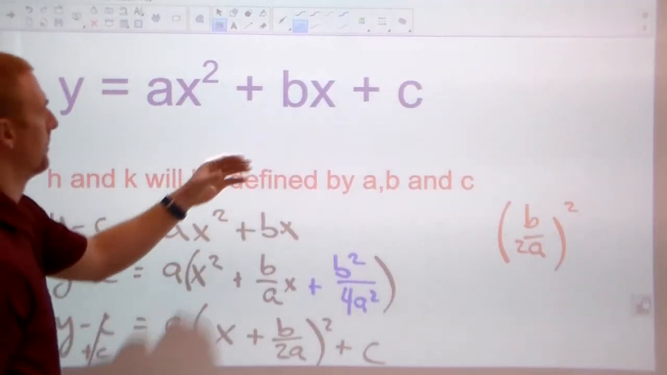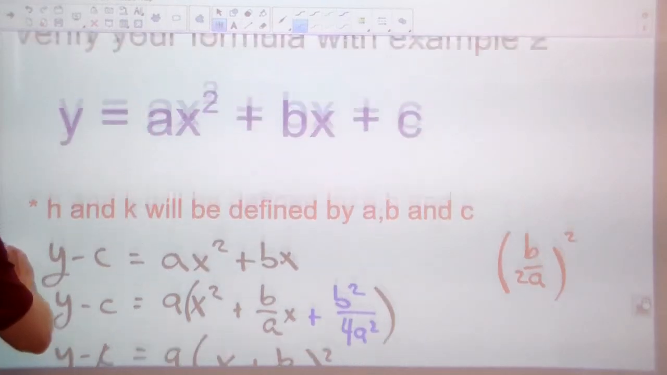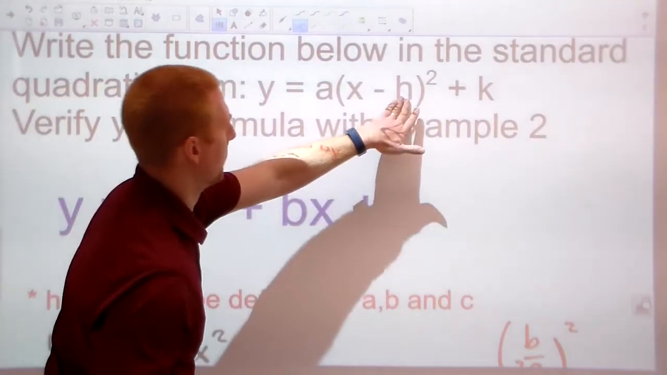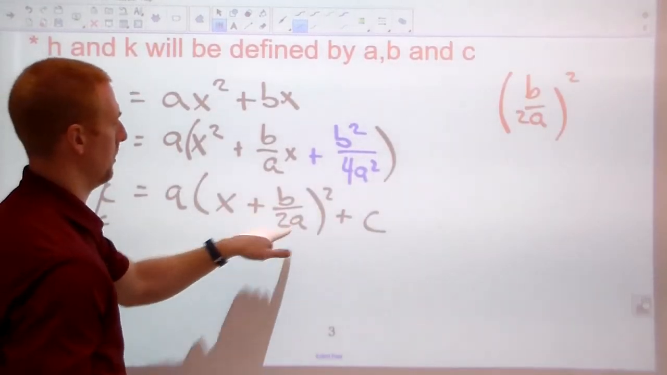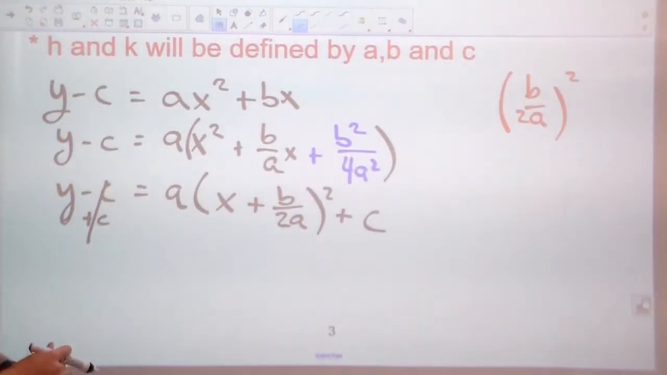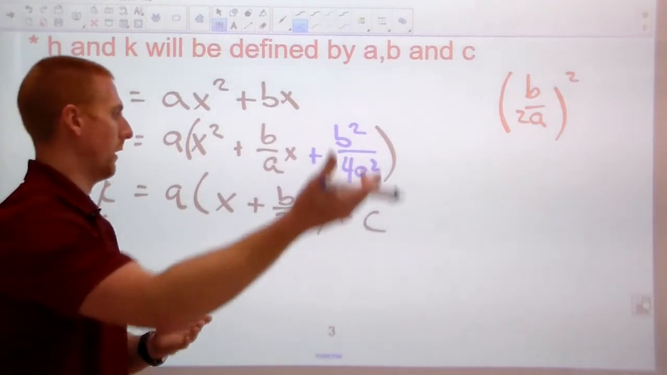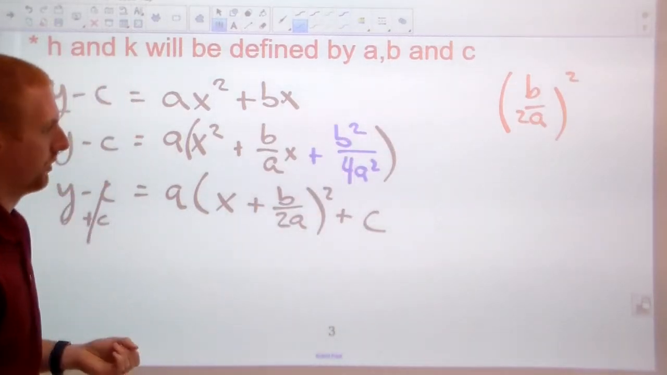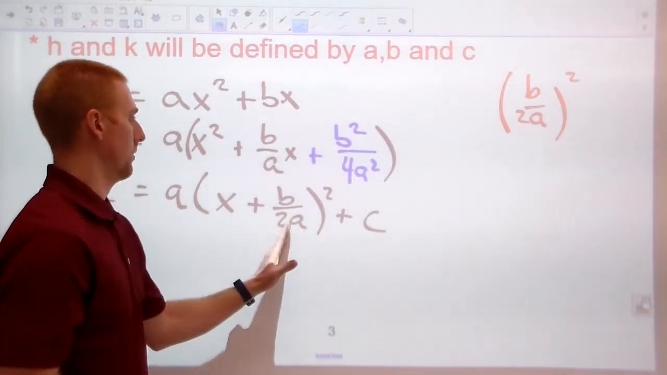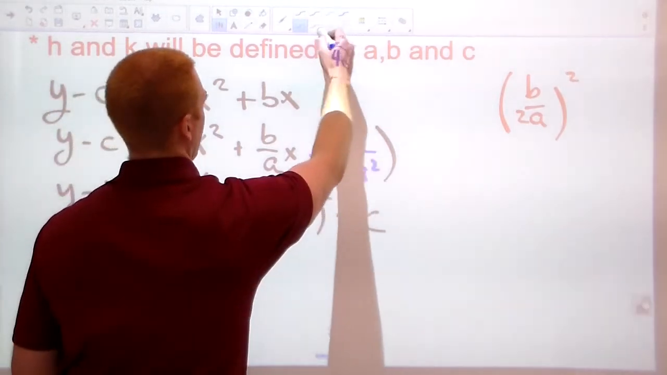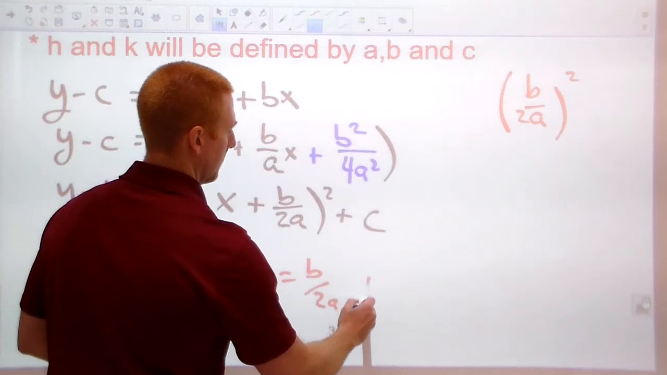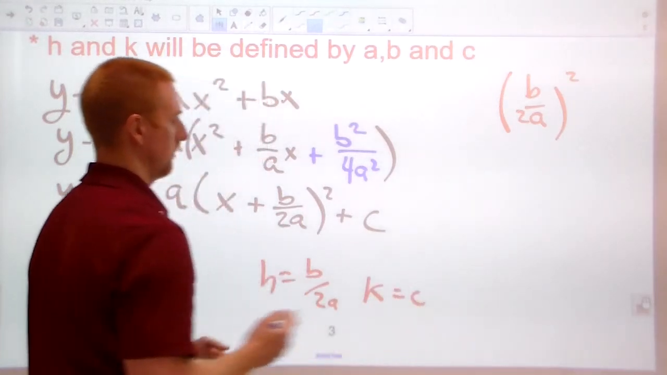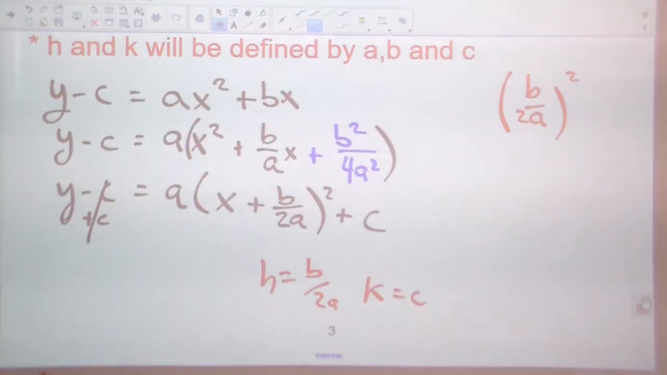If you have a trinomial in this form, and if you want to get your x coordinate for your vertex, your h value, that's going to turn out to be b divided by 2a every time. And if you want to get your y coordinate for your vertex, it's just c. So there's your h and k, and let me make a note of that. H is b over 2a, k is going to be c. Simple as that if you want to find your vertex. And we'll double check back on example 2.